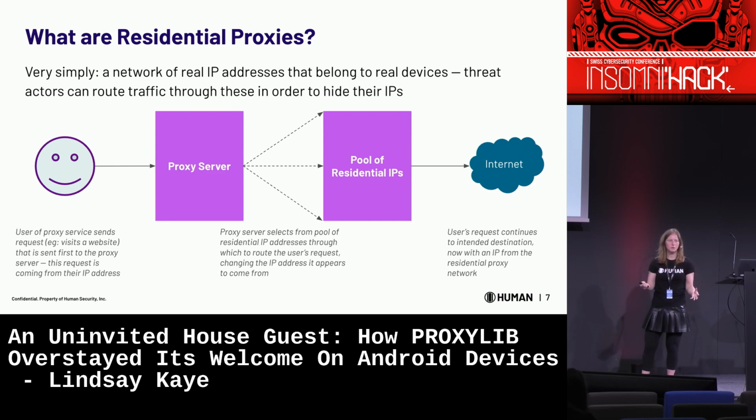You have a pool of residential IPs that are available. Somebody might purchase access to this proxy service. At that point, the user will make some sort of web request. For example, they might visit a website. It goes to the proxy server, which picks from that pool of residential IPs. The request comes out the other side to the internet, looking like it was coming from that residential IP, not the threat actor.